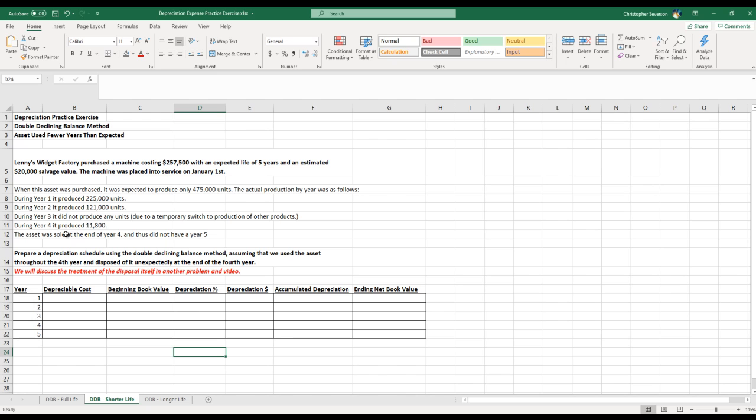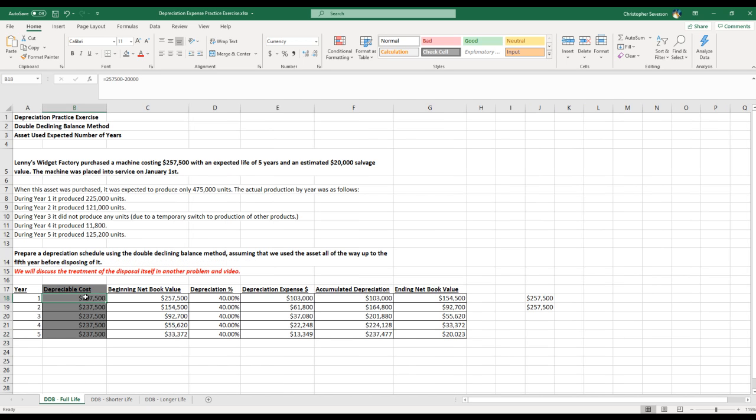And by shorter life, I mean that we expected it to last 5 years, and during year 4, it produced some equipment, produced some units, but then at the end of year 4, unexpectedly, we decided to get rid of the asset. We didn't have any information ahead of time that we were going to do that. If we did, we could have revised depreciation in earlier years, but since we just now found out about it, we're going to have to record the depreciation to take that into consideration. So what I want to do here is I'm going to copy this information over.